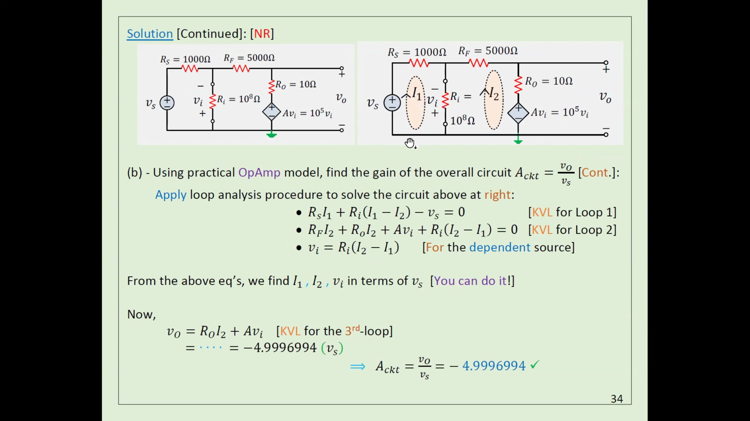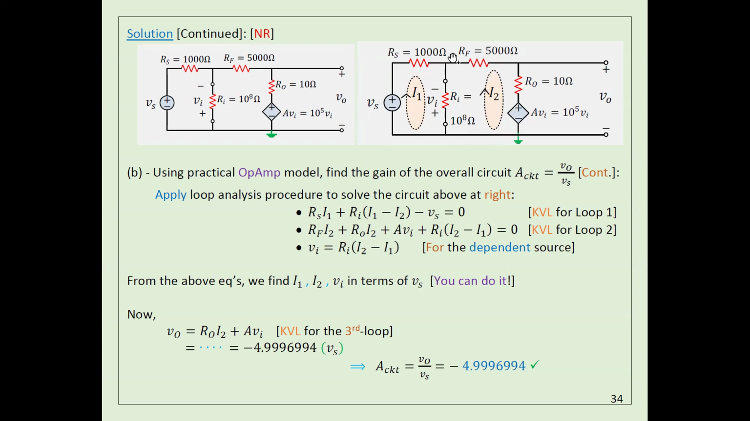If you apply Kirchhoff voltage law here, we have I1 times this resistance, RS times I1. The current in this branch is actually I1 minus I2, times RI. And then here we have negative VS. So this is the first equation. I can get another equation here. In this equation, I2 times RF, as you see here. Also, I have I2 times R out, as you see here.